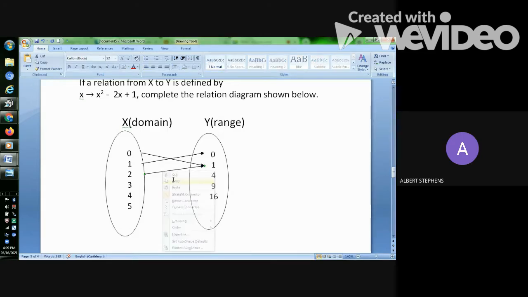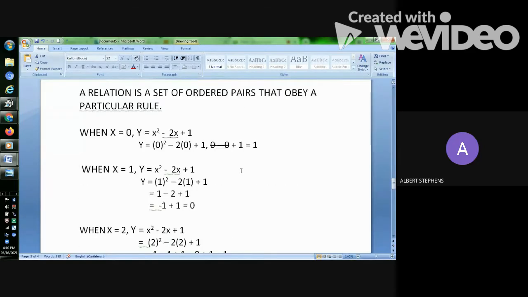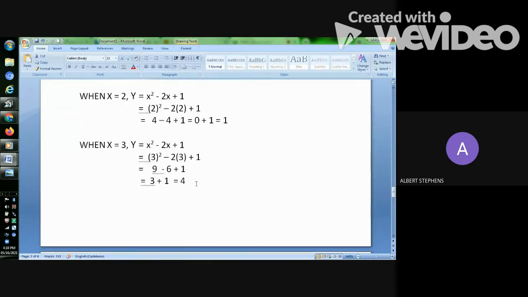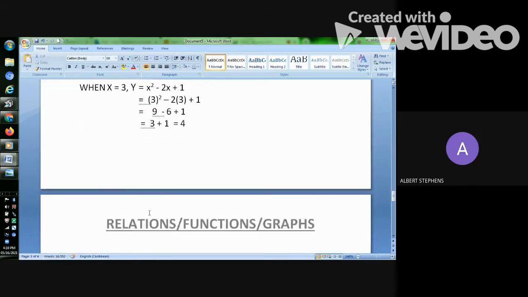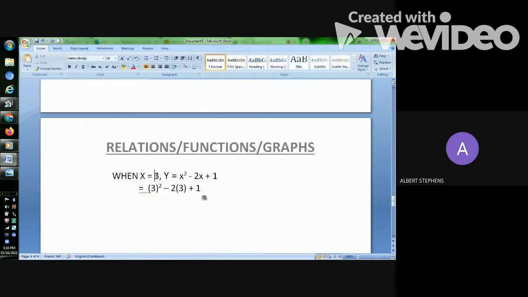When x is 3, y is 4. All right, anybody work out the other one? Anybody want to try the other one? When x is 4? Yes, sir. All right, just give me a minute. Let me just set this up. So when x is 4, and this will be just 4, 4.